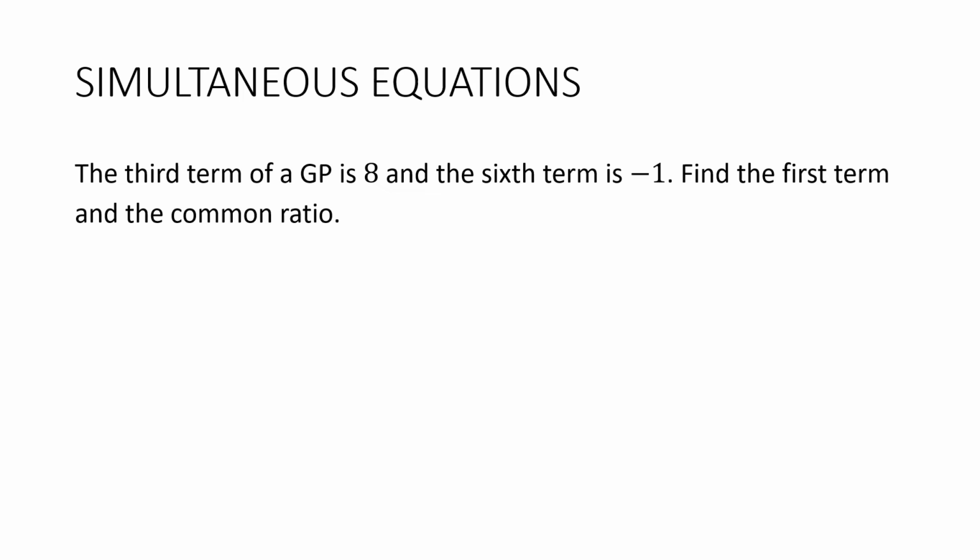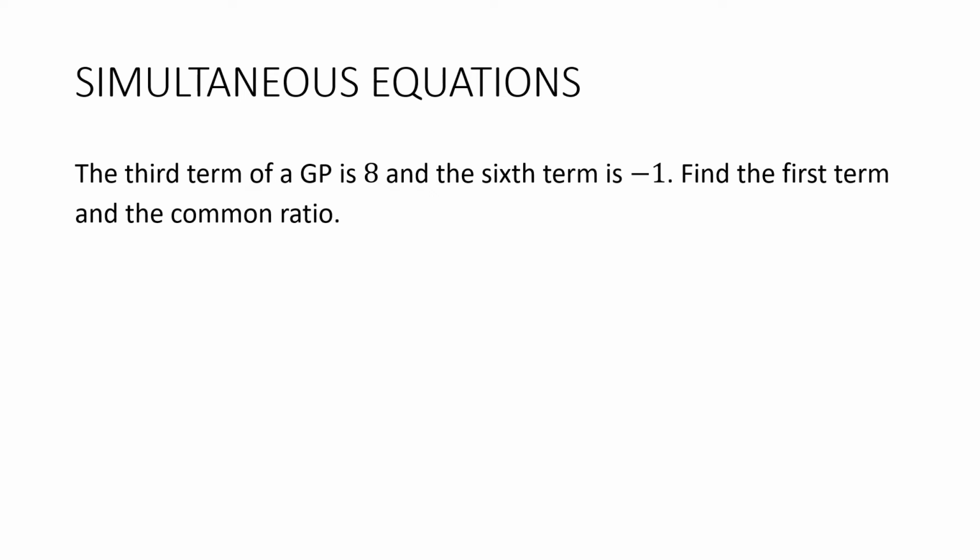Okay, let's have a go at simultaneous equations with the geometric sequence. The third term of a geometric progression is 8, and the sixth term is -1. Find the first term and the common ratio. So just like we've done with arithmetic sequences, we're going to set up two equations. But of course, we're going to use the nth term of a geometric sequence formula.